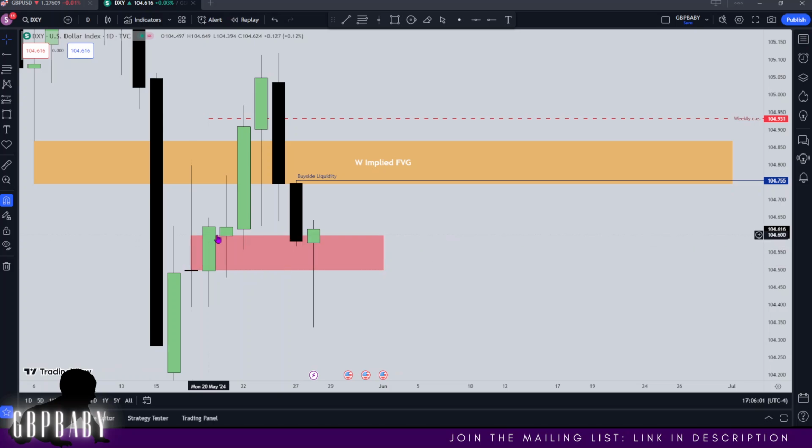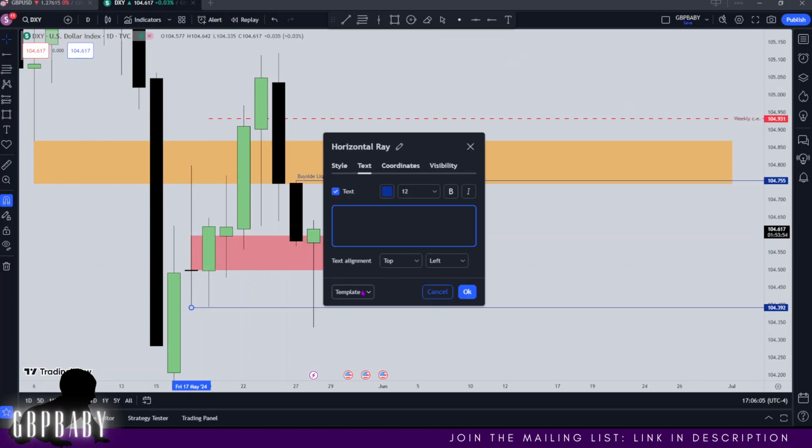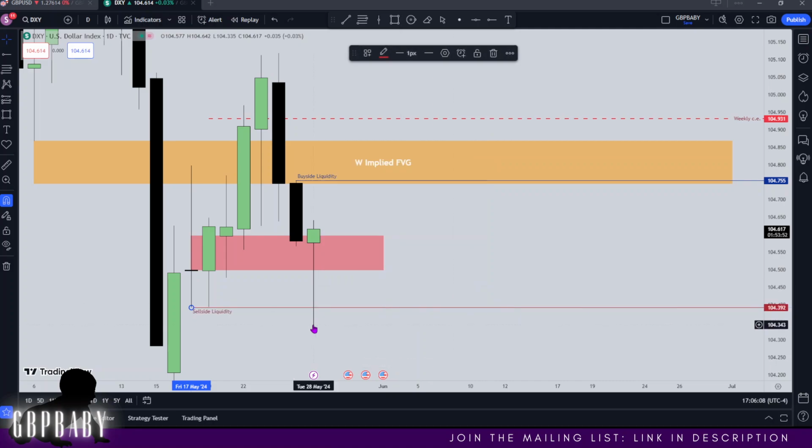So for now, I will just use this range right here. But like I said, it is nice to see that we finally grabbed those sell stops below there. Now we need to offset them somewhere, and our first target for that would be this buy side liquidity, where we also do have this imbalance.